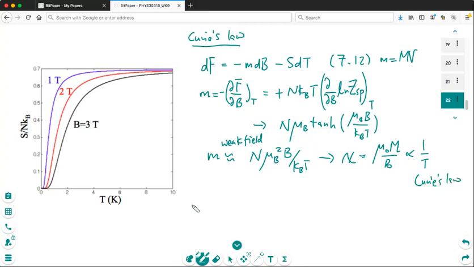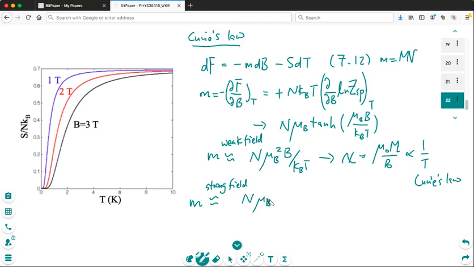And I promised you, I don't want strong field because I will polarize everything and I will have saturation. I can also show you that. How do I show you that? I will have to look at the strong field limit. What happens at strong field? This argument is large, and this tangent function becomes 1. So I will have N times mu_B.